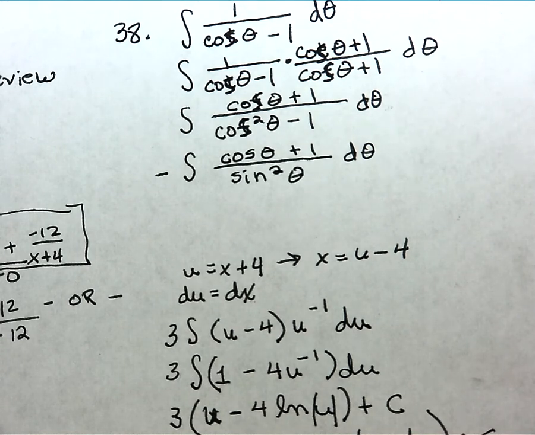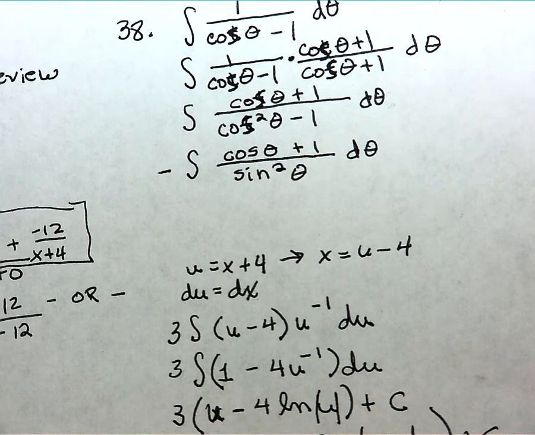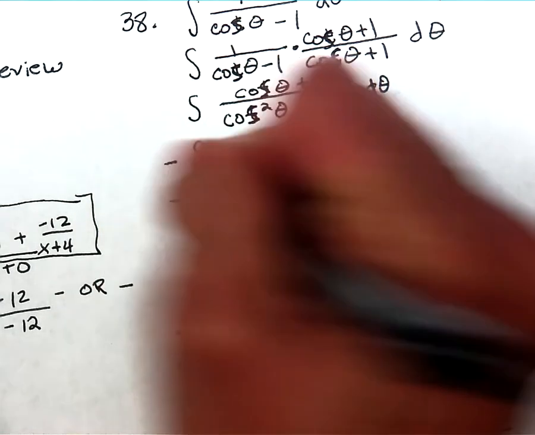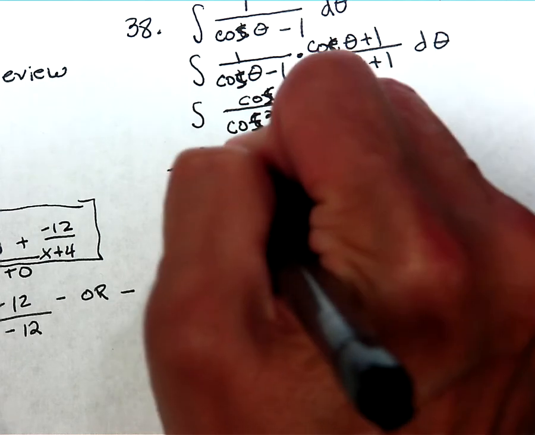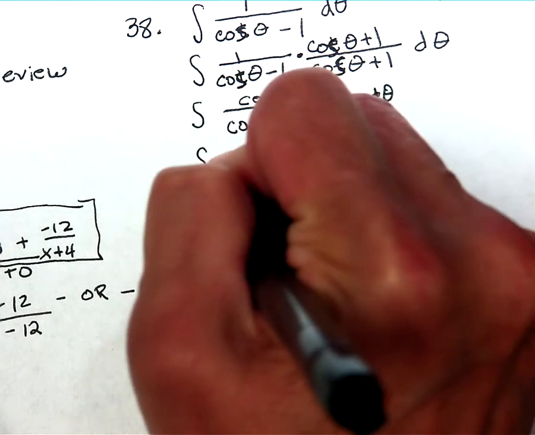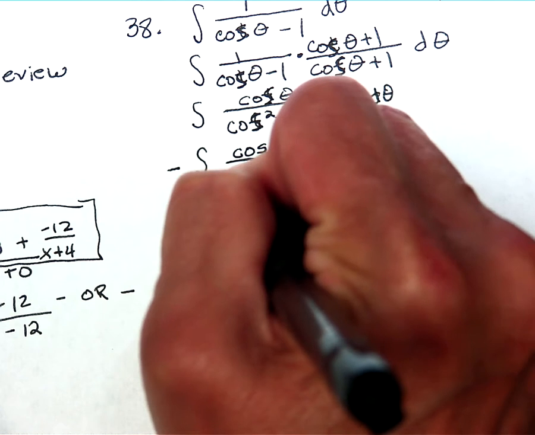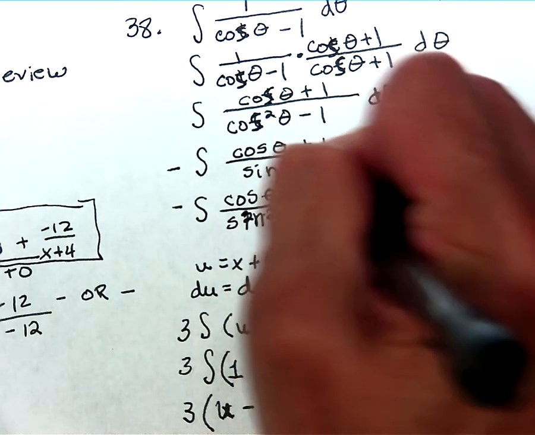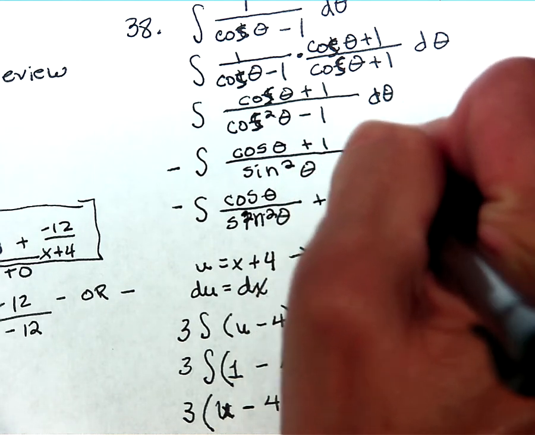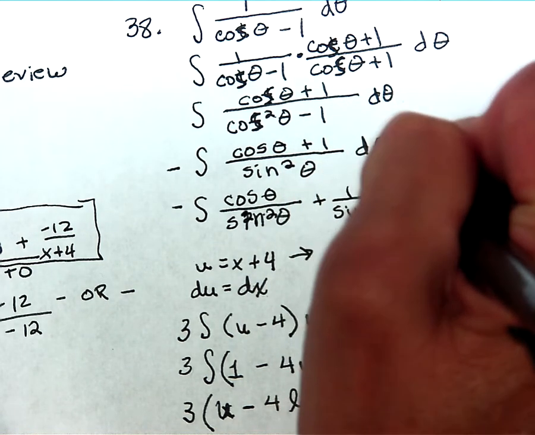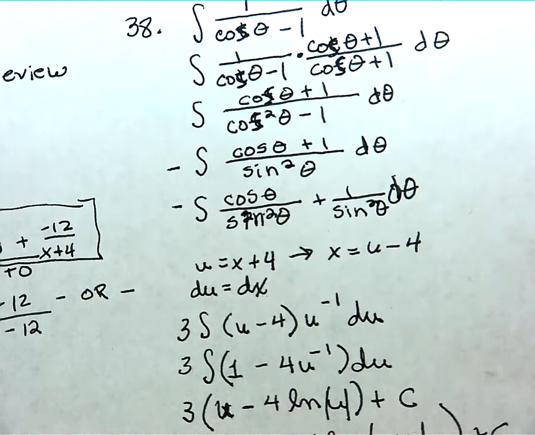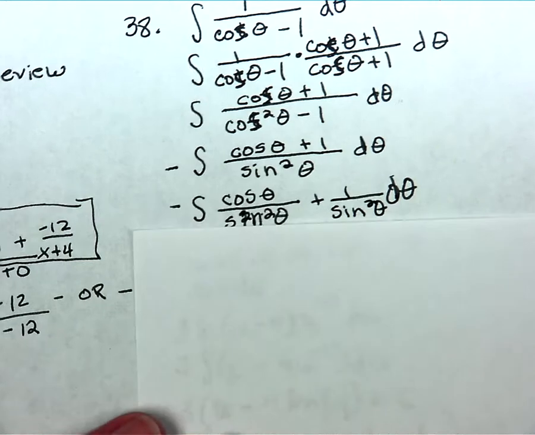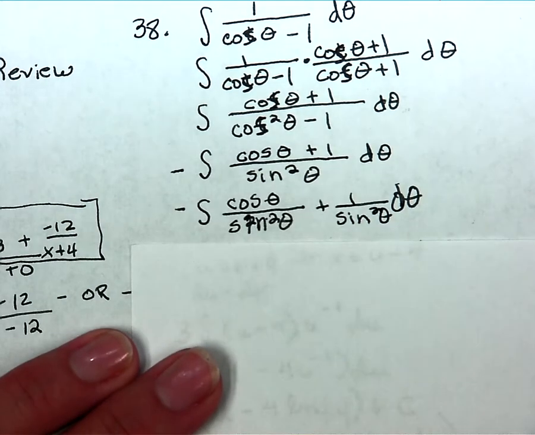Why is that helpful? Yeah, if we can get the denominator to be a monomial, then we can split the fraction into cosine theta over sine squared plus 1 over sine squared, and how is that helpful?